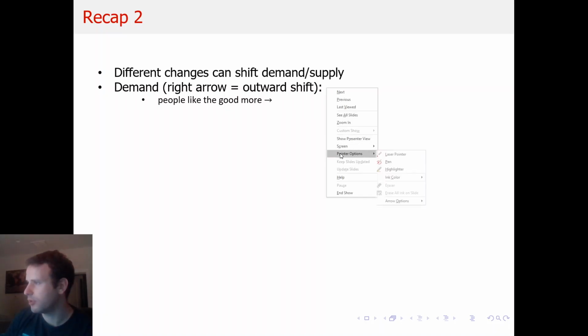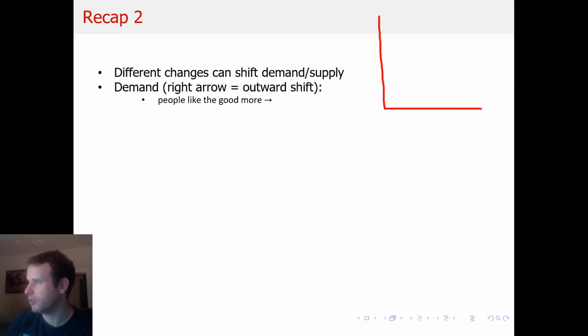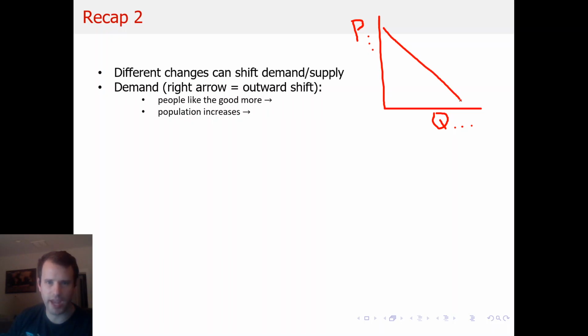Let me, for the sake of it, draw a little demand curve so I can show you. For any graph, what goes on the x-axis? You should answer to yourself right now: quantity. What goes on the y-axis? Price. What goes on the x-axis? Quantity. What goes on the y-axis? Price. What slopes downward is demand.